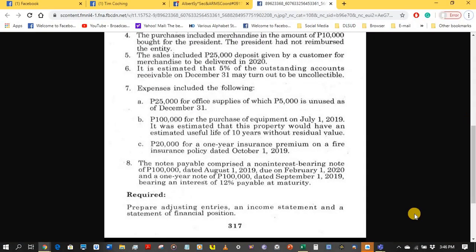The next. Letter B. 100,000 for the purchase of equipment on July 1, 2019. It was estimated that this property would have an estimated useful life of 10 years without residual value. Sabi niya, again, sa expenses na 560,000, 100,000 daw doon is equipment which was purchased on July 1, 2019. So, ibig sabihin, we need to record depreciation as well. Kasi ang useful life niya is 10 years. So, syempre, under accrual, any purchase of equipment should be capitalized. So, ang ika-capitalize natin is 100,000.